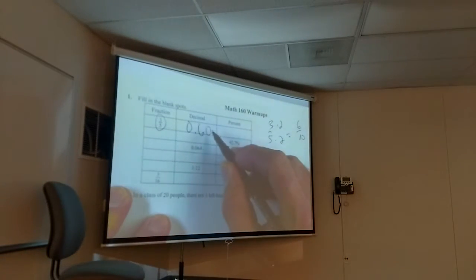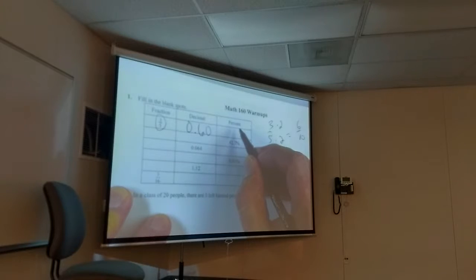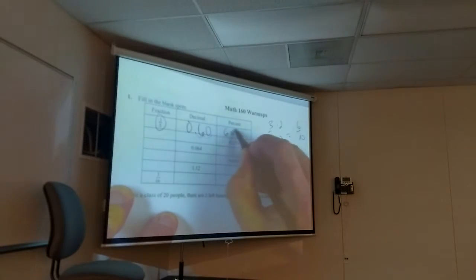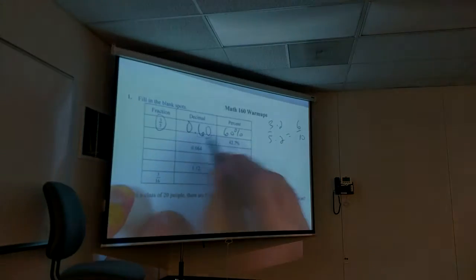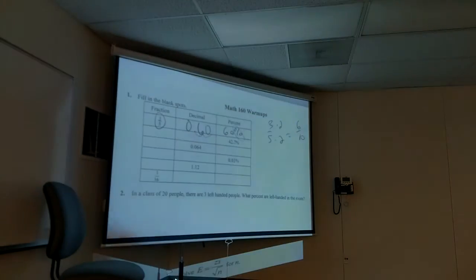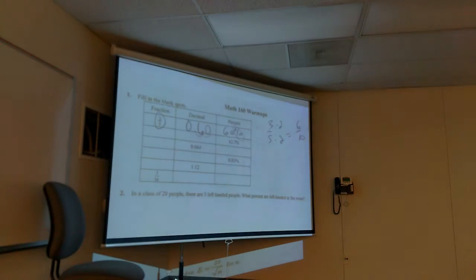So percent, how do you make that into a percent? Yeah, move the decimal which way? 1, 2. So notice that the percent number is always bigger than the decimal number because the percent symbol means what? Out of 100. So it's the percent number, it hasn't been divided by 100 yet.